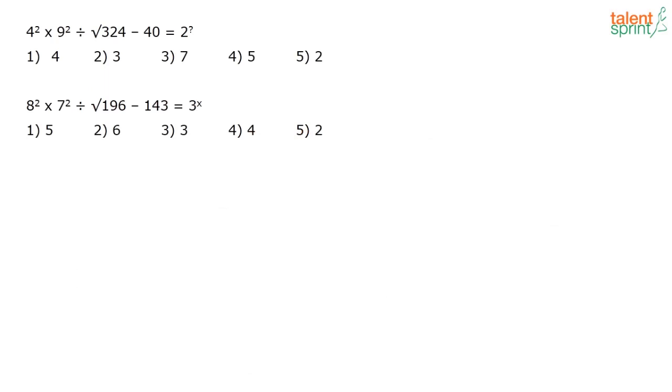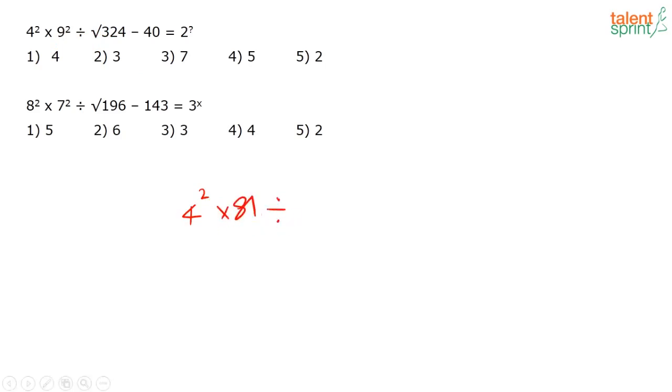The first question is 4 squared into 9 squared divided by root of 324 minus 40 is equal to 2 to the power question mark. So how do we do it? See, again here there are no brackets. So the first operation that you have to do is the division. So what is it? It is 4 squared into 9 squared is 81, correct?